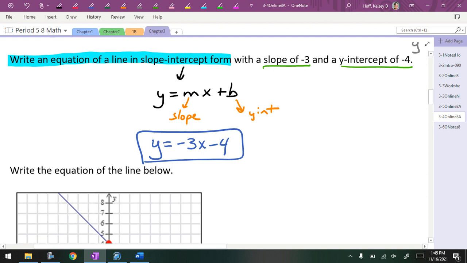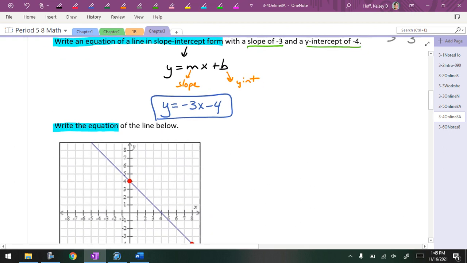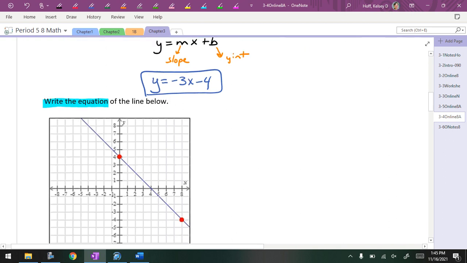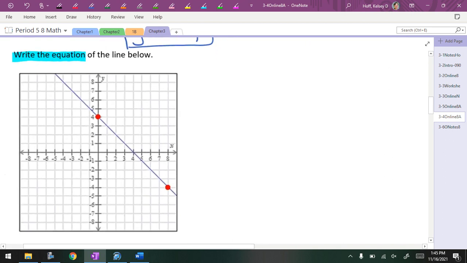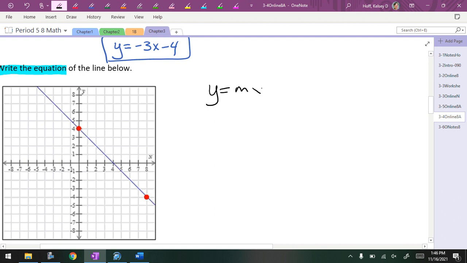That's not so bad. Look at this one. Write an equation of the line below. So first they ask us to write an equation. They say, hey, here's the slope. Here's the y-intercept. Now they say, hey, write the equation of this graph. Okay, so we're still using y equals mx plus b.